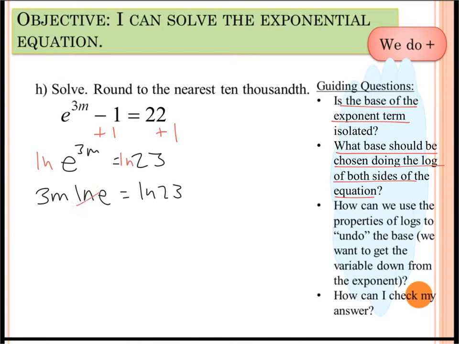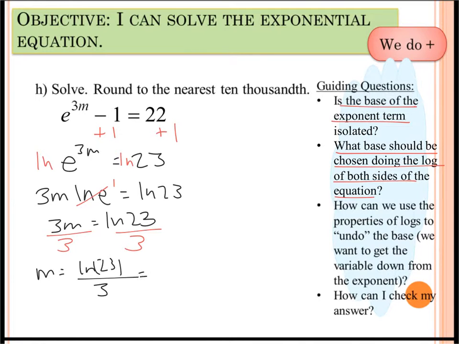So we know that when I have ln of e, that's actually just 1, and 3m times 1 is just 3m, and that's equal to natural log of 23. Now all I have to do is divide by 3 in order to isolate the m. So I get m equals natural log of 23, so the natural log is on the 23, and then after you do that in the calculator, then divide it by 3. And here's what I get: 1.0452, and that's rounding to 4 decimal places like they asked. They said the nearest 10,000th.